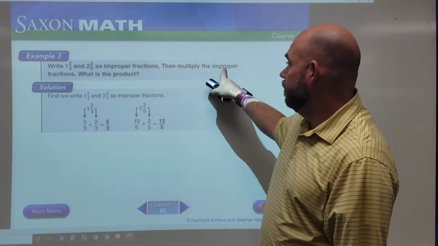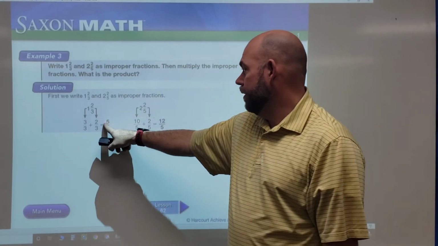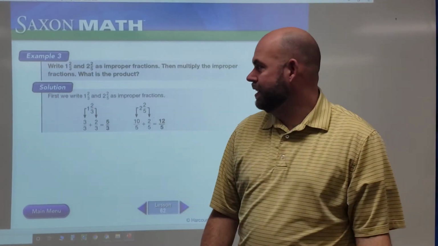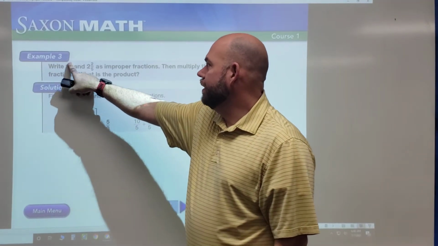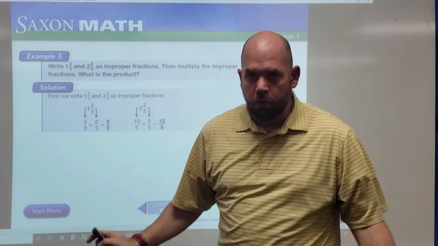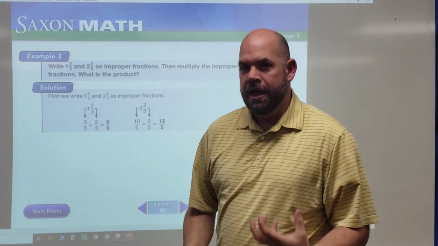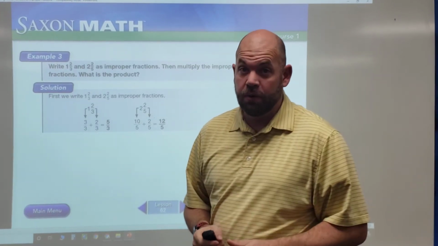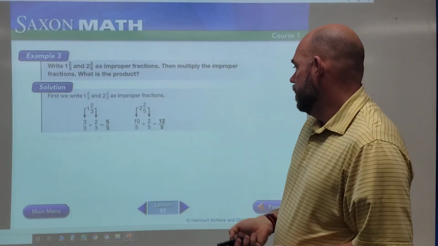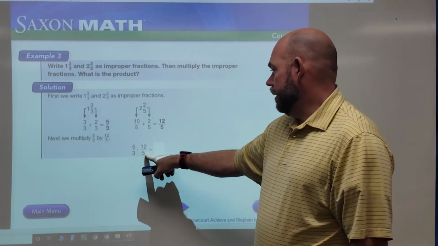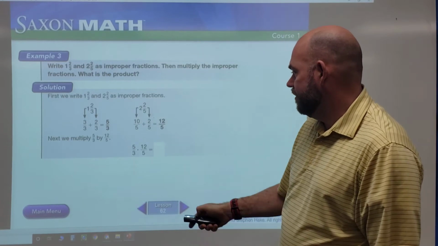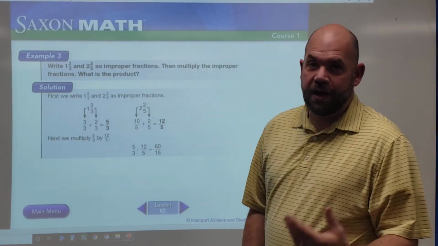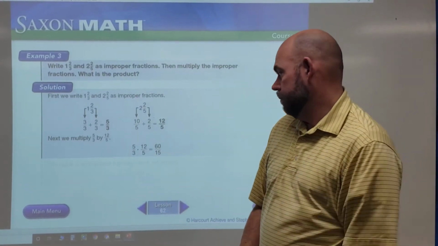Now, if we're going to multiply the improper fractions, we're just multiplying 5/3 and 12/5. We don't have to deal with the whole numbers. You can't do 1 times 2 and then 2/3 times 2/5. It doesn't work that way. You have to convert into improper fractions first, or it's not going to work, okay? So we get 5/3 times 12/5. 5 times 12 is 60. 3 times 5 is 15, so we get 60 over 15. When we actually divide 15 into 60, we get 4.